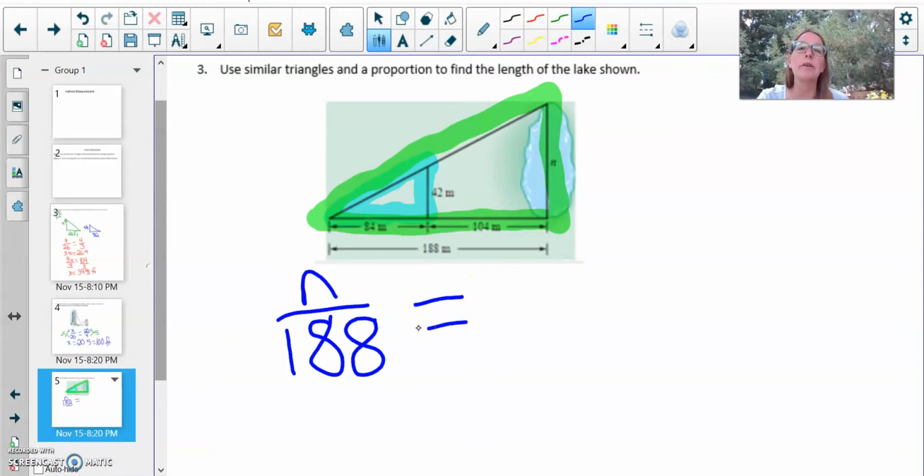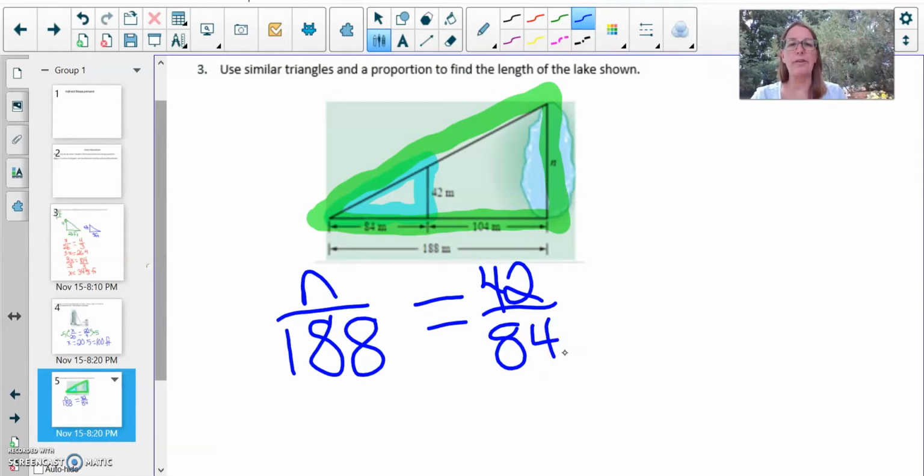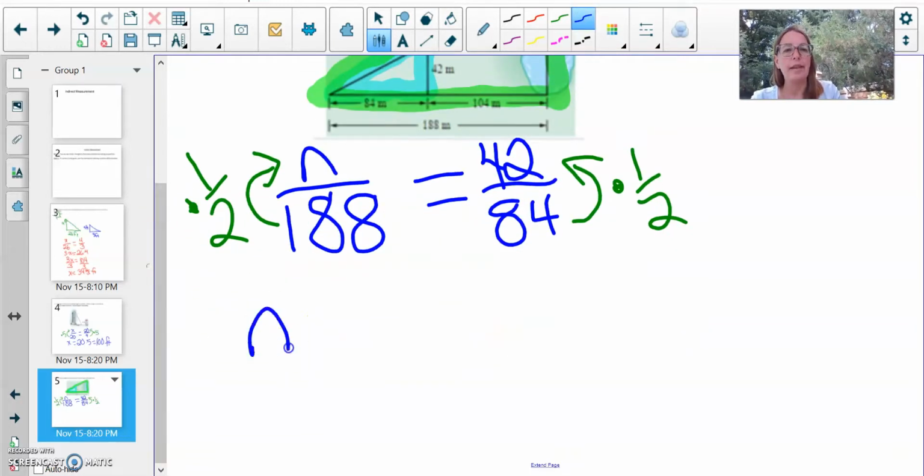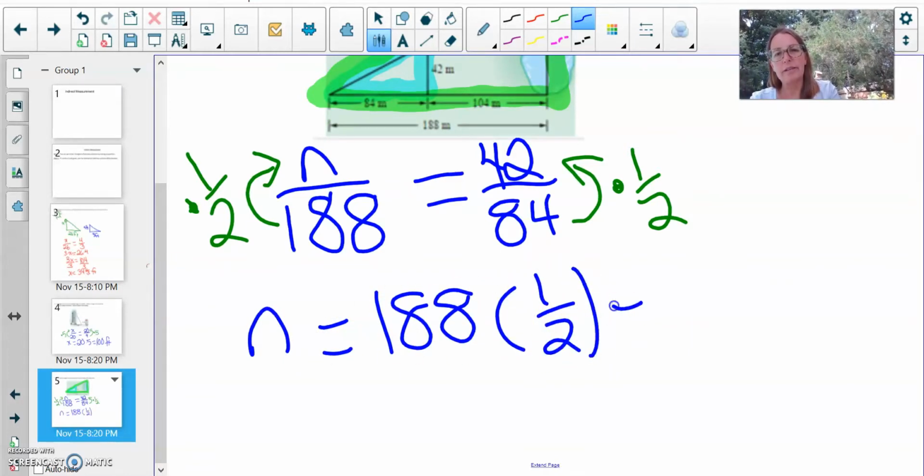equals, now looking at the corresponding ratio for the smaller triangle, it would be 42 compared to 84. Okay, and then again, you can solve this either with cross products or scale factors. When I go to solve this one, I'm noticing to get from 84 to 42, I multiply by a half. So doing that same thing in my first ratio, to get my value of n, I would do 188 times a half, which gives me 94 meters.